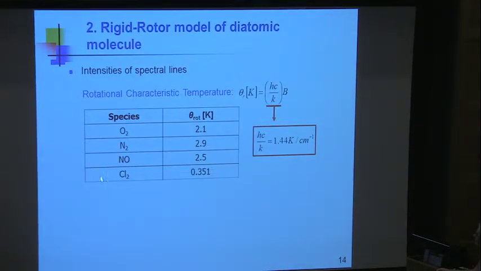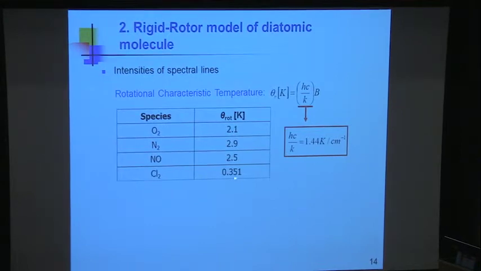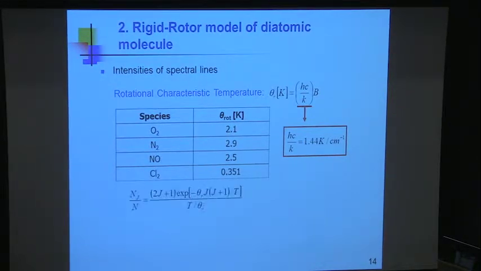Here are some representative diatomic species and their characteristic temperatures. Notice when you get to something like chlorine, why does chlorine have such a small number? Well, what's B? It's inverse with moment of inertia. So the moment of inertia is bigger because of higher masses, and you're going to have a smaller B. So this all has to do with the molecular structure. For oxygen, N2, NO, they're about the same. Many other molecules can be quite different.